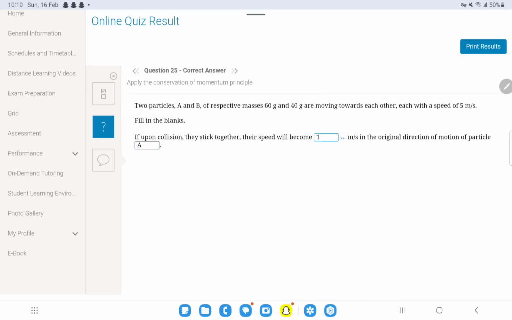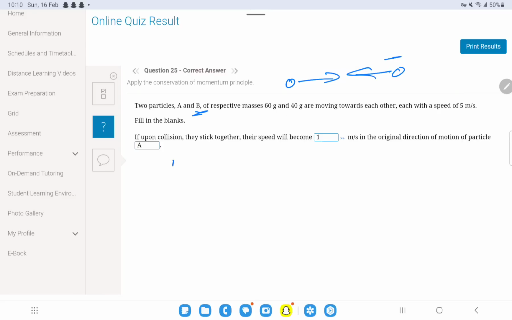Two particles, A and B, of respective masses 0.060 grams and 40 grams are moving towards each other with speed of 5 meters per second. Since they're moving towards each other, they're moving in opposite directions, so one of them is negative. We take it here that it's particle B that's moving in the negative sense.